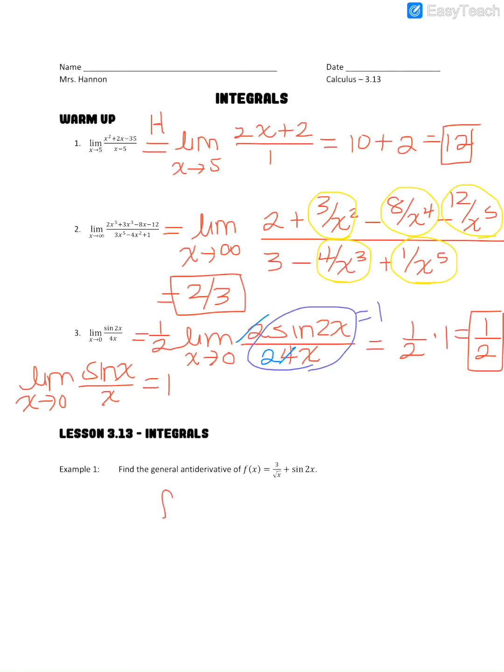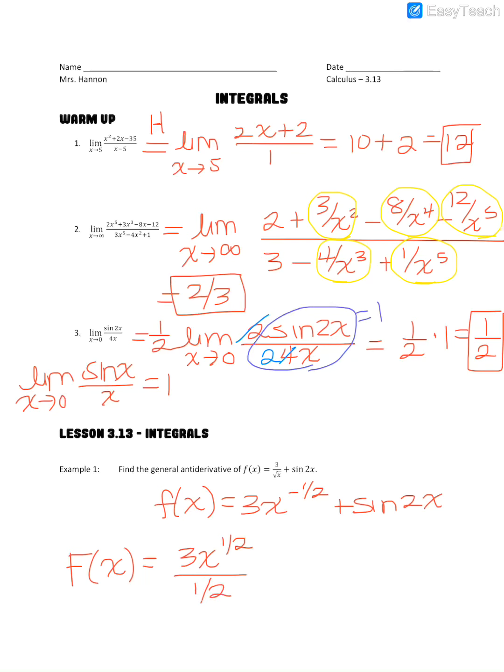So the first thing I know I want to do is just rewrite this as 3x to the negative 1/2. And now I'm going to follow my antiderivative rules that we learned yesterday. So I'm going to have capital F of x equals, I know I want to add 1 to my negative 1/2. So that's going to give me a positive 1/2. And then I want to divide by the 1/2 that I just put up there. Put that on the bottom.